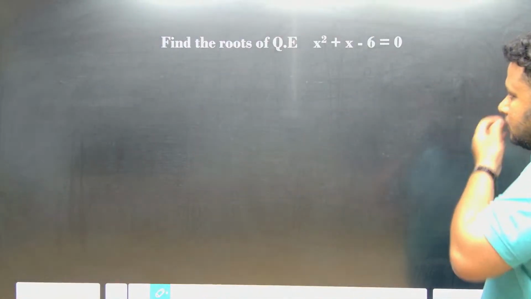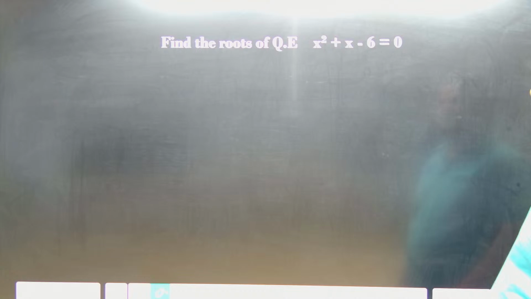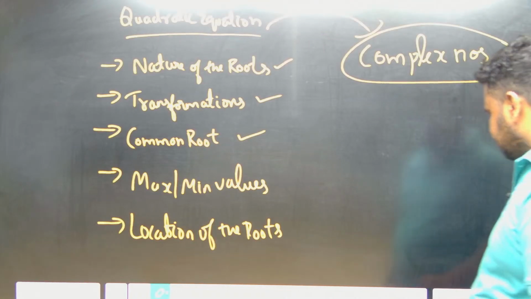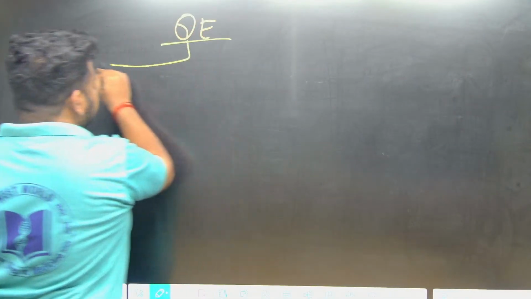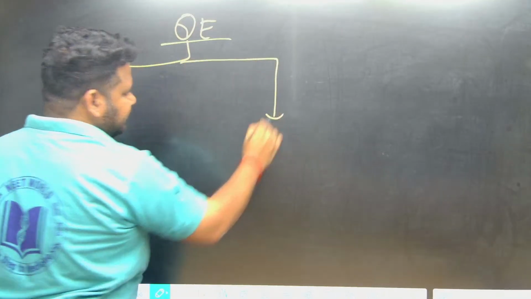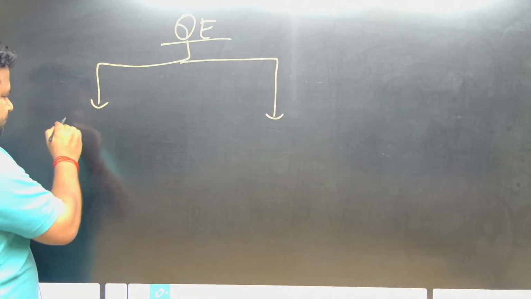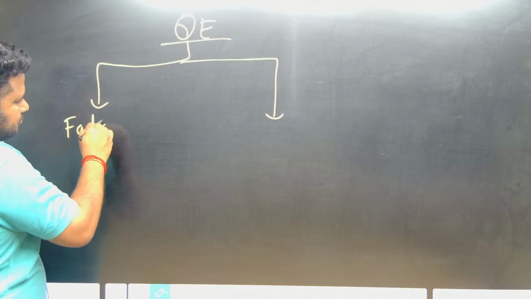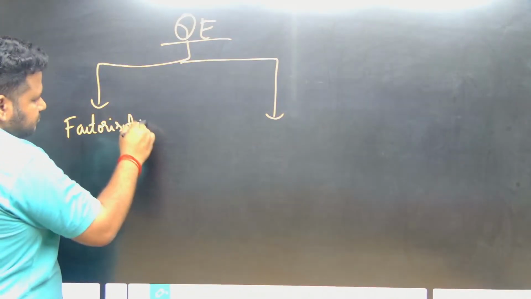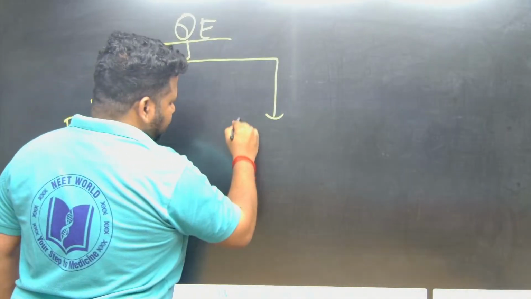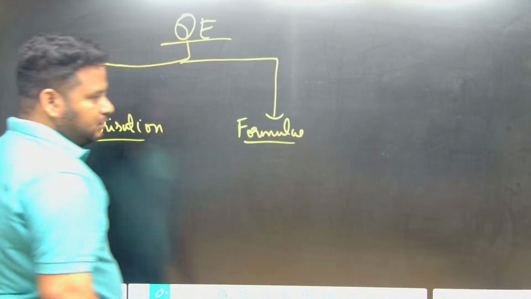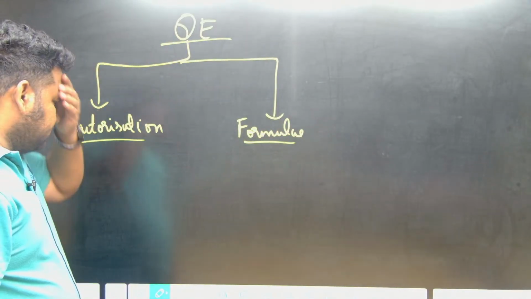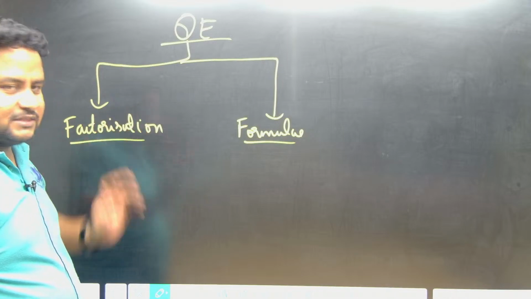Now see here, they have given a quadratic equation and say find its roots. So how do you find them? When they give a quadratic equation, how do you solve it? There are primarily two methods. The first is the factorization method, and then the formula method. We will follow both the factorization method and the formula method.